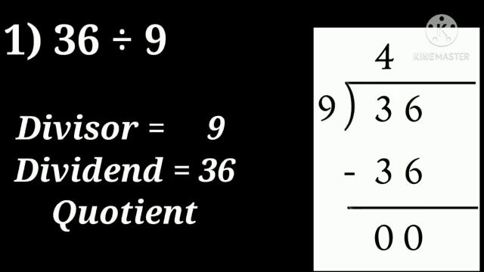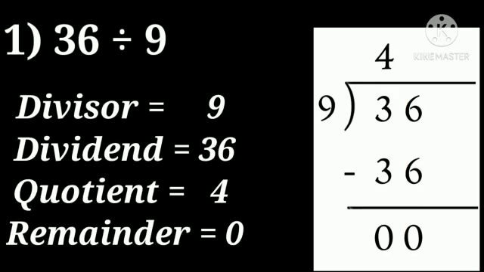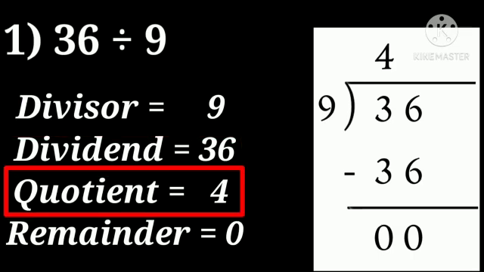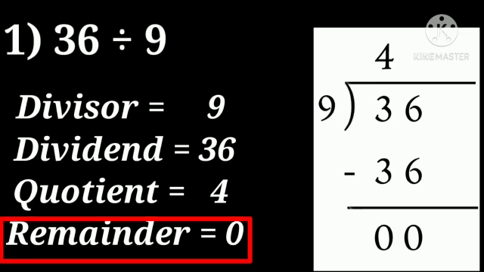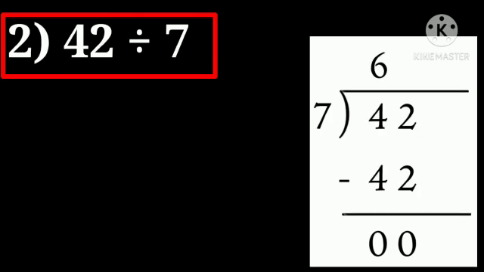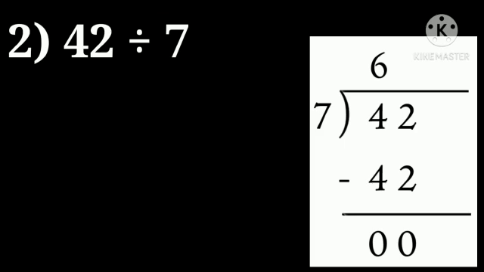Now let us write down divisor, dividend, quotient and remainder. So divisor is 9, dividend is 36, quotient is 4 and remainder is 0. Now let's see our next sum. 42 divided by 7. Let's start solving.